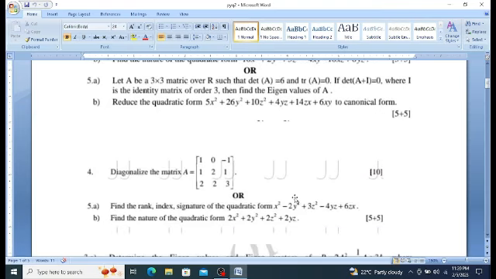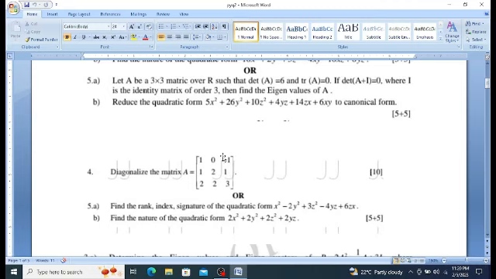Then we have diagonalization of the matrix A, that is A of 1 0 1, 1 2 1 and 2 2 3. In this matrix you need to diagonalize the matrix. For that you need to find the modal matrix first. So first take the characteristic equation, get the eigenvalues and substitute those eigenvalues in the characteristic matrix equation and you will get the eigenvectors. After getting the eigenvectors, take the modal matrix P, which consists of eigenvectors of the first eigenvalue, second eigenvalue and third eigenvalue respectively.